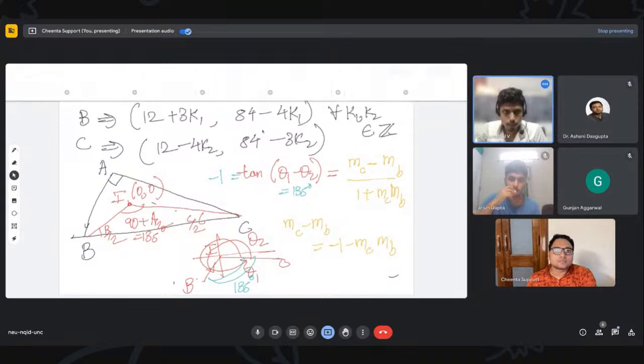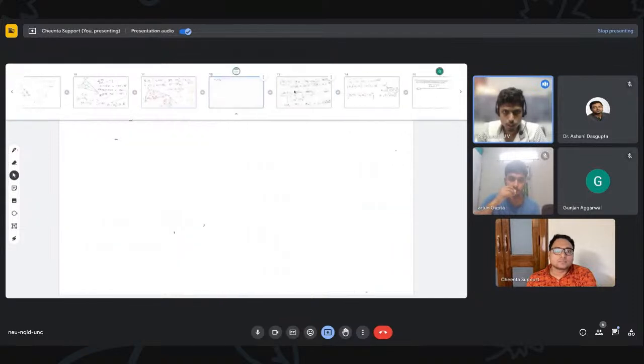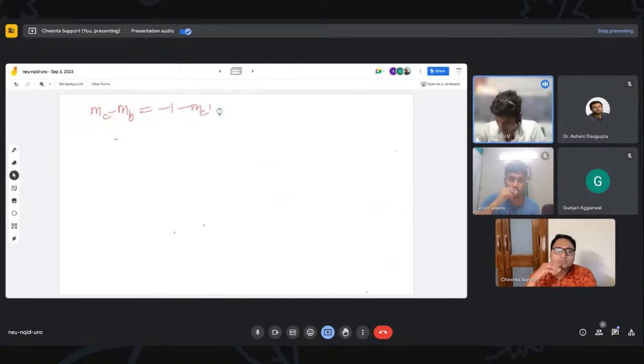We have MC minus MB is equal to minus 1 minus MC MB. So the MC MB values are taken from this. This y coordinate divided by the x coordinate is basically MC, right? The slope of line IC will be this y coordinate by this x coordinate, because I is the origin. Now we will divide them. You will get 3 by 4 into, I think you will get 3 common. You can take 3 and 4 common from numerator and denominator respectively to get 28 minus k2 upon 3 minus k2.